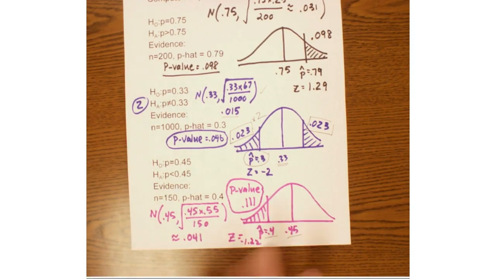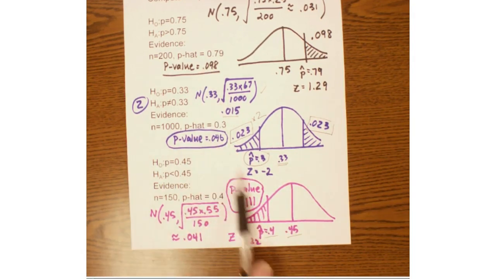So if you show all these things on your hypothesis test work, that's a good thing. And if you make a good decision, let's see, big p-value, small p-value, big p-value. If you make the correct decision based on your p-value, you're going to do well.